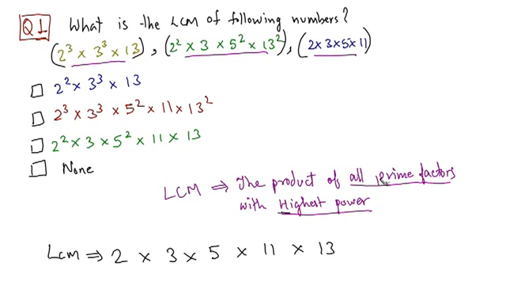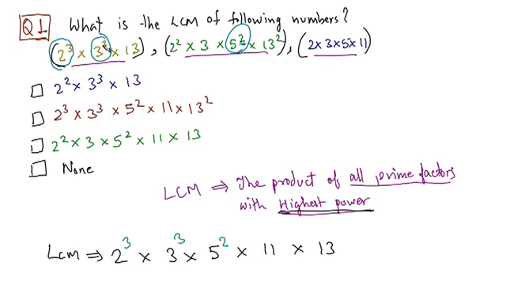LCM is a product of all prime factors with highest power. So we haven't given the powers yet. So let's give these prime factors their powers. So the highest power of 2 is 3, 2 raised to 3. So we have 2 raised to 3 into the highest power of 3 amongst all the 3's here, which is again 3. So we have 3 raised to 3. Now comes 5. Highest power of 5 is 5 raised to 2. So we have 5 raised to 2 multiplied by 11.